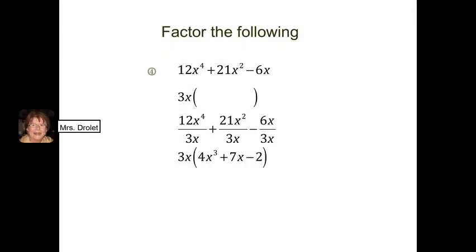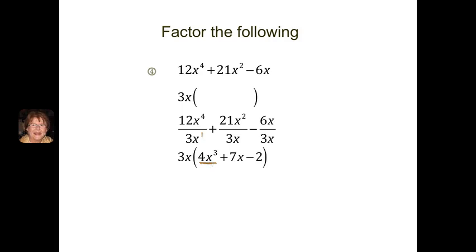So did you get that the other factor is 4x cubed plus 7x minus 2? Let's verify. 12 divided by 3 is 4. x to the fourth divided by x. Remember the laws of exponents. Keep the base, which is x, and I subtract the exponents. It's understood here the exponent is 1. 4 minus 1 is 3. That's why the first term in my second factor is 4x cubed.